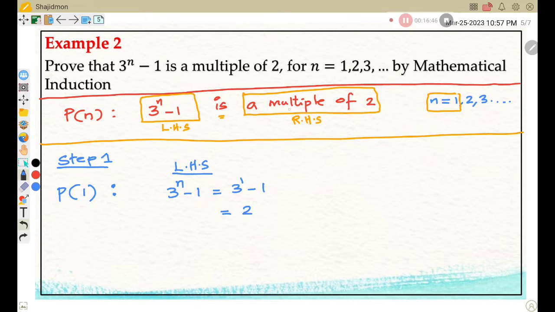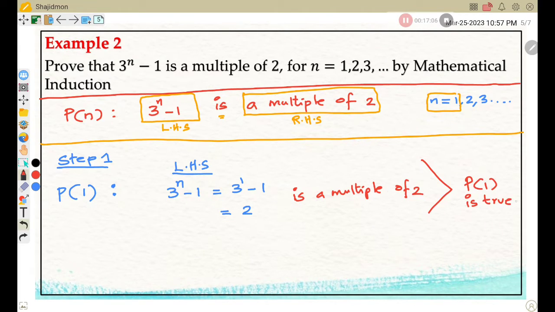Now what is the right hand side? Is a multiple of 2, is it correct? Yes, 2 is a multiple of 2, correct? So the right hand side is also correct. Is a multiple of 2, correct? That means what is the meaning? P of 1 is true.